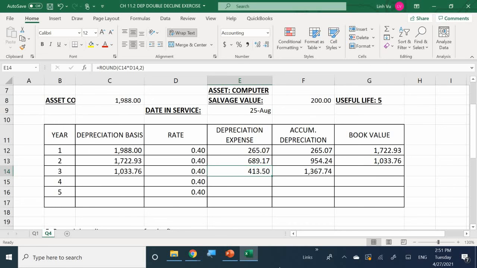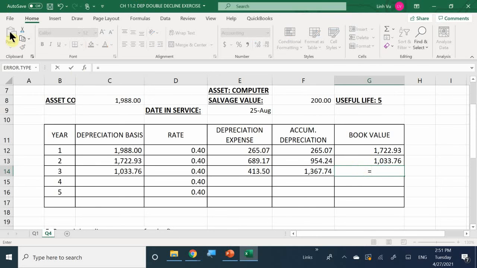Okay. So now that we have this, what is the going book value? 620.26. So once again, it's the 1988 minus this 620.26. Is that what you said? 620.26? Yes. Perfect. Good. So then, now, how do we solve for the depreciation basis for year 4?